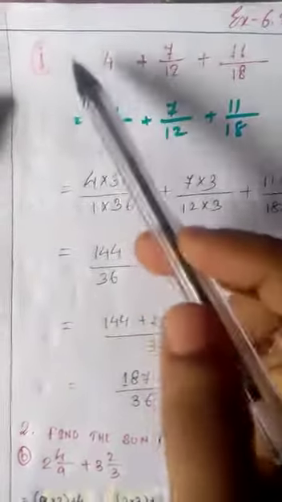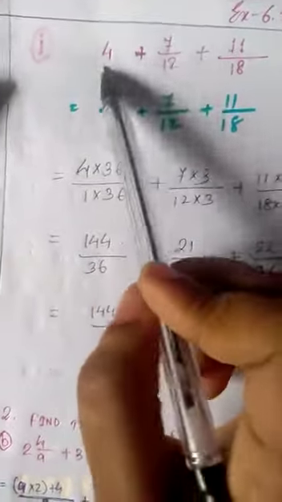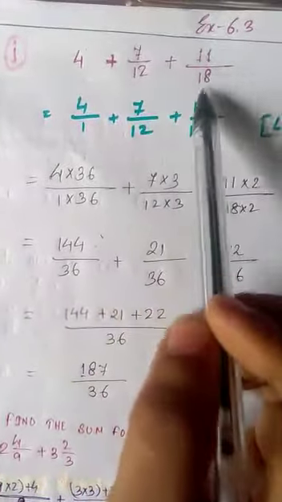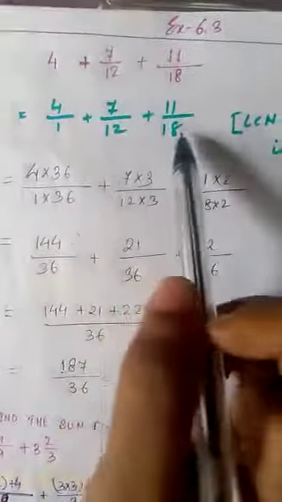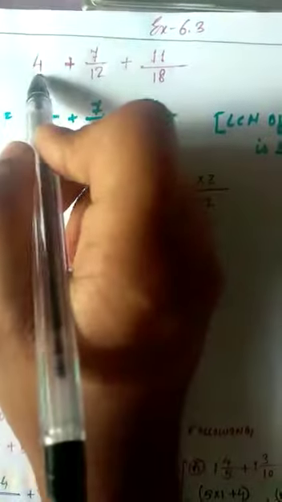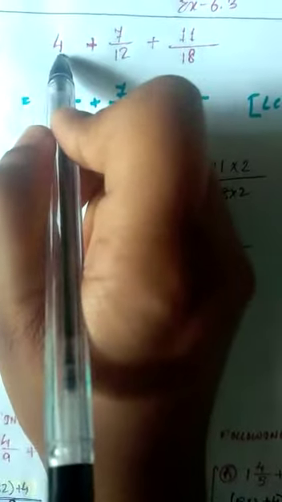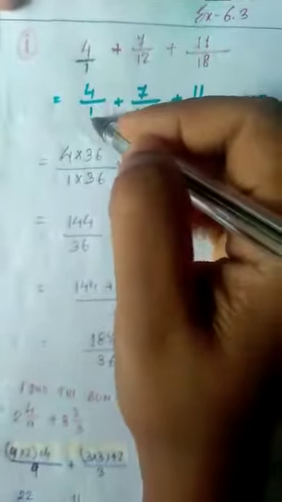In the same way students, now I am going to show you question number J. 4 plus 7 by 12 plus 11 by 18 is given there. These are the fractions. You can see here 4 is the numerator if you take it, and the denominator is not given. So if any number is not given as a denominator, we will take it as 1. So 4 by 1.